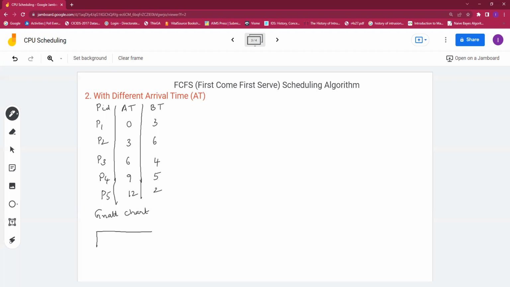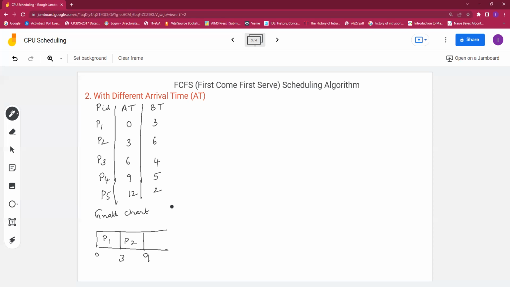Your process P1 arrives at time 0. So P1 will come in first and it goes till 3 milliseconds, so 0 to 3. After that, your P2 comes in. P2 will go up to 6 milliseconds, so it is 3 plus 6, that means it is 9.